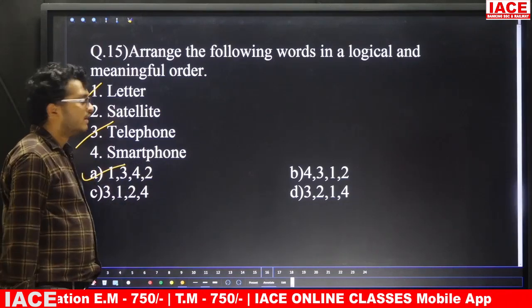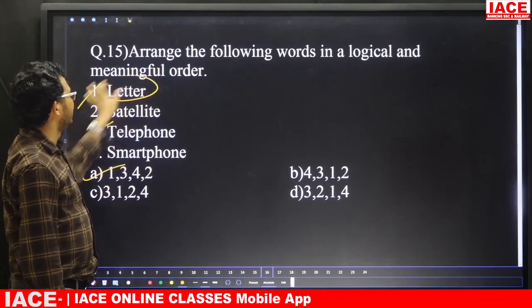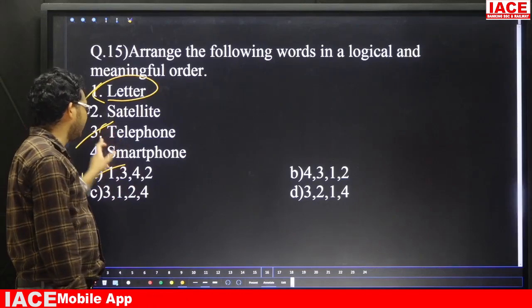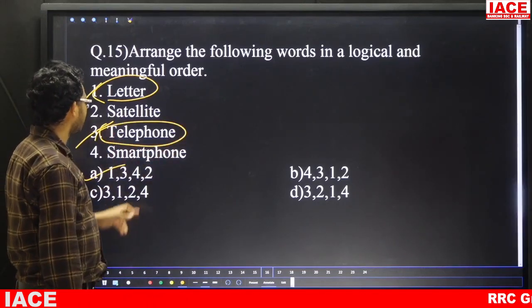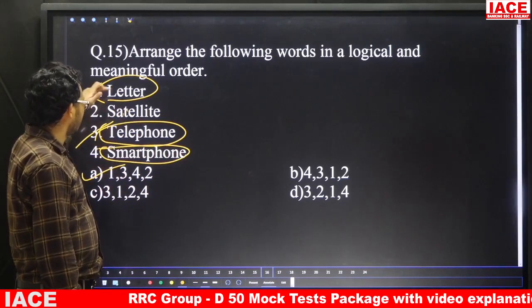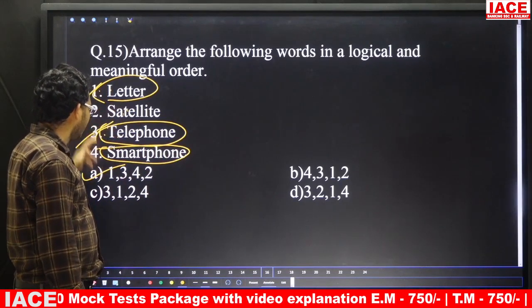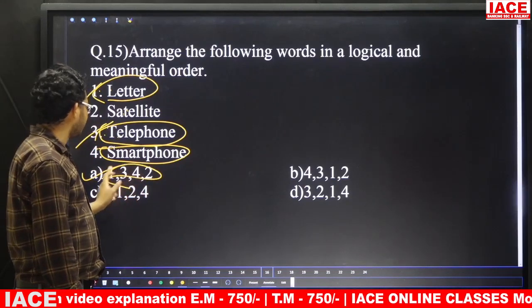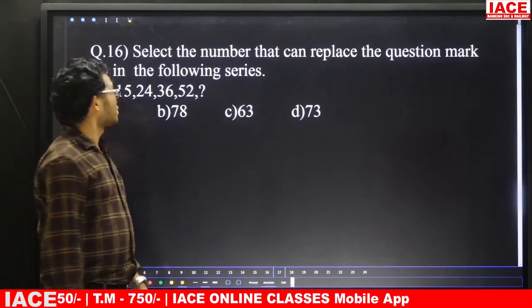Option A. Friends, first, at the start we have letters. After letters, we have telephones. After telephones, we have smartphones. At present, we have the satellite. So the answer is letter, telephone, that means 1, 3. With 1, 3, only one option is there. That means the answer is option A. Question number 16.